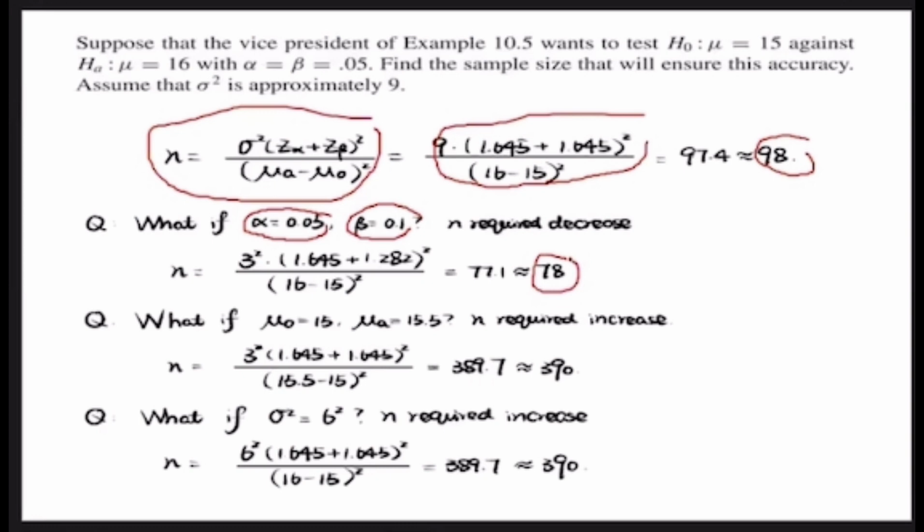But what of in a situation whereby we retain other information, but we change the value under the alternative to 15.5 instead of 16? Okay, what would be the implication? Oh my God, you need a lot of sample size, changing what you are testing.